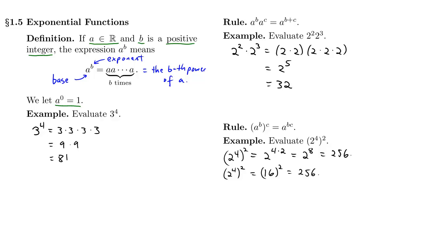Why does this rule work? 2 to the 4 asks us to multiply 2 against itself 4 times, and then multiply that against itself. So we get two groups of 4 2's, or 8 2's multiplied against each other.